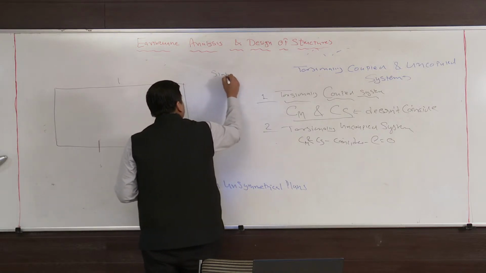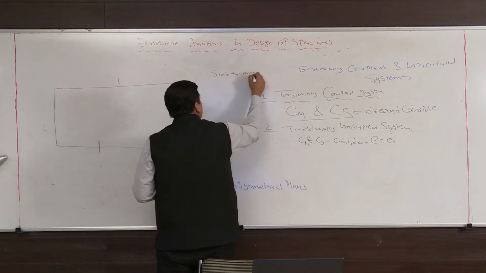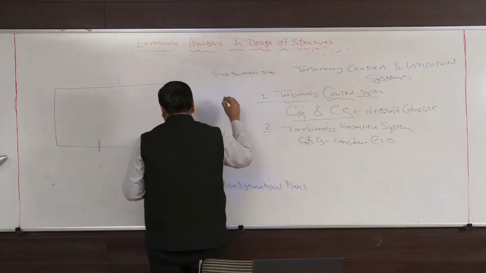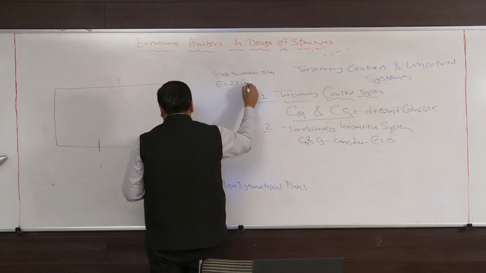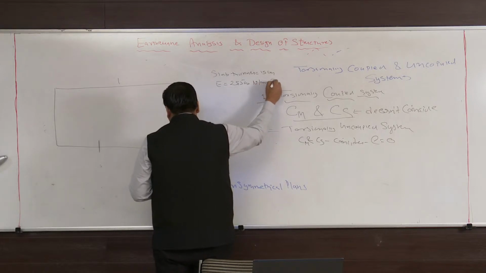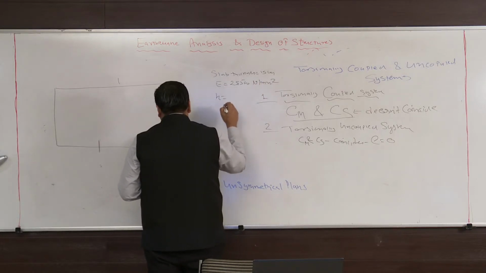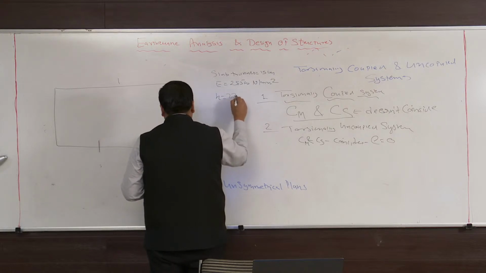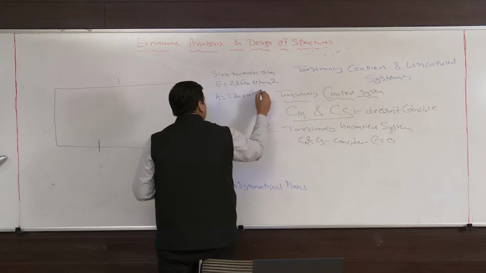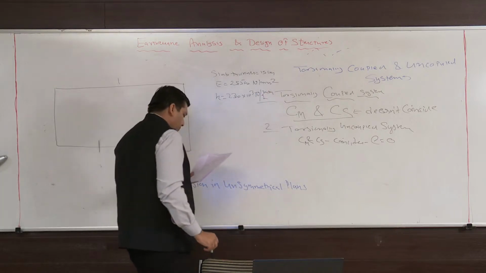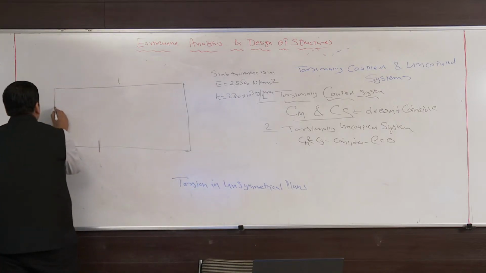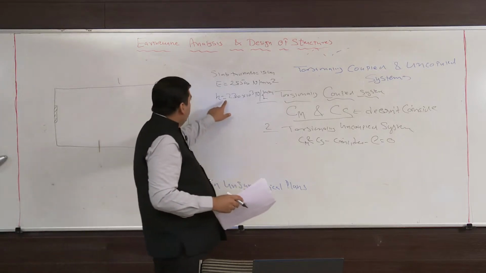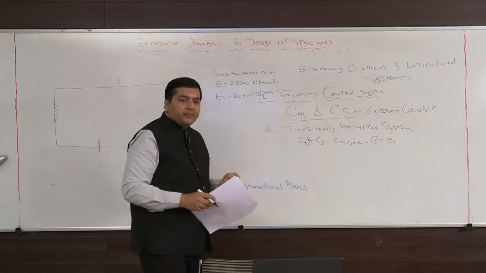Slab thickness is equal to 15 centimeter. E is equal to 25,500 Newton per mm square. K is the stiffness, 2300 into 10 to the power 3 Newton per mm. So you just make this figure. The value of K is 2300 into 10 to the power 3 Newton per mm.